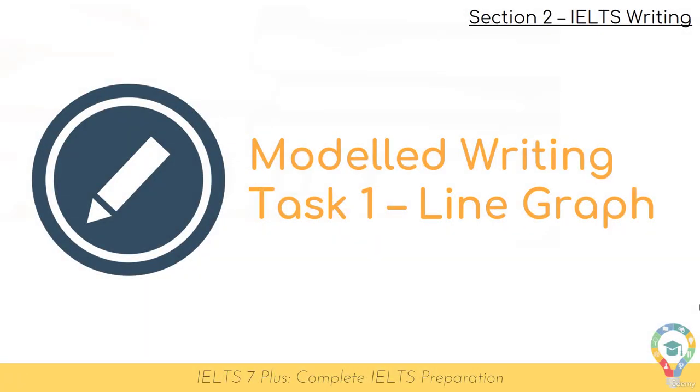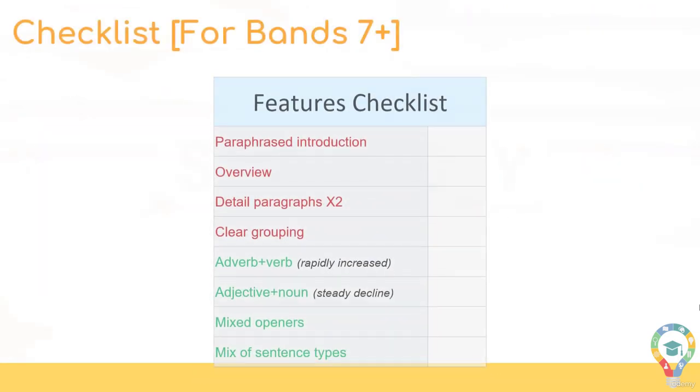We're now going to look at a modelled answer for line graphs, which is, of course, a common piece of visual information that you could see in your Task 1 question. A few of you have been asking for more of these modelled live writing type lessons, and if you do want to see more of certain things, then let me know and I will try and update and create new lessons for you. Okay, so let's go back to our checklist.